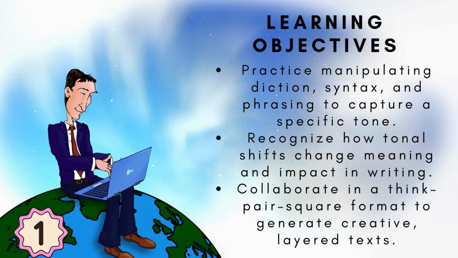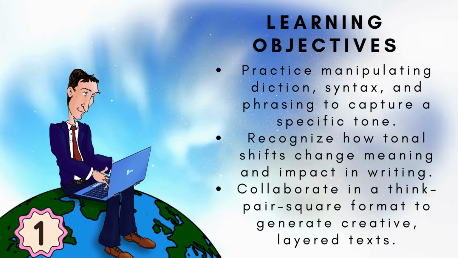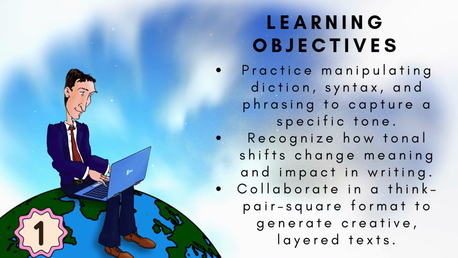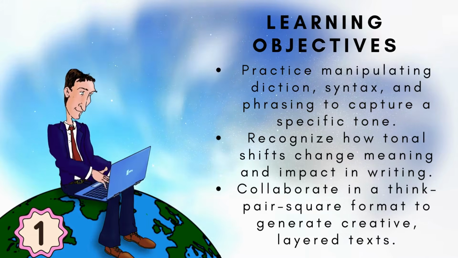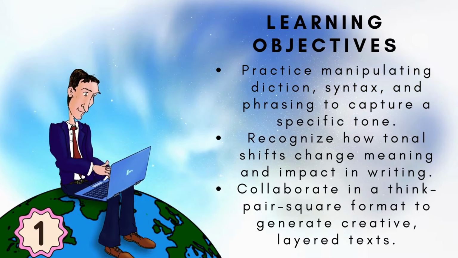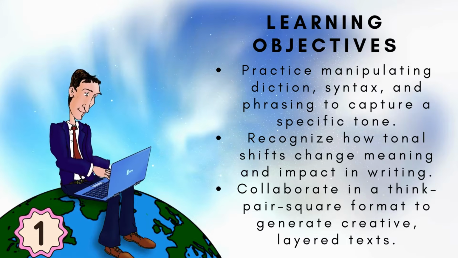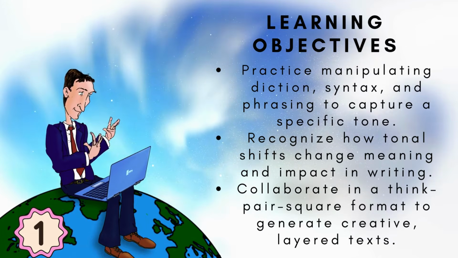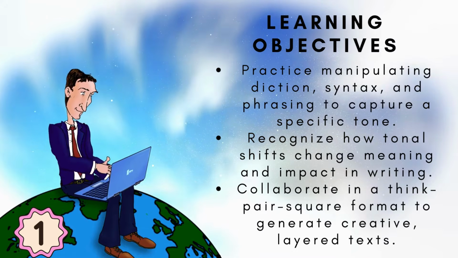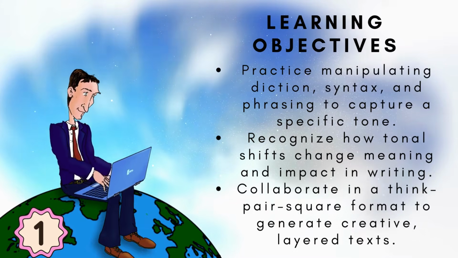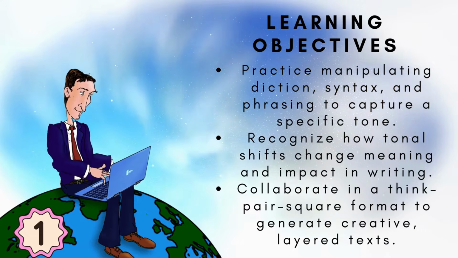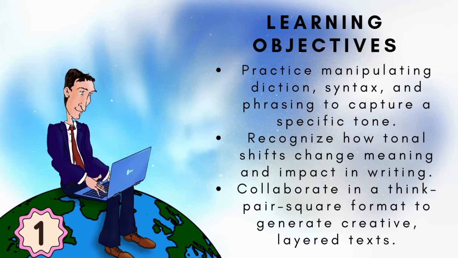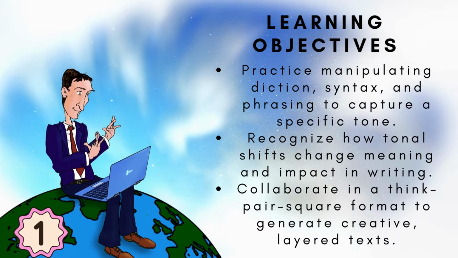So let's say during one of our think pair square exercises, we have the tone word nonchalant. So the breakup letter needs to be written nonchalantly, and then we switch it and we'll plug in a sardonic tone. So the tone shift occurs at that level. It's totally based on the word that we pull from the hat. And then we're going to collaborate in a think pair square. I'll walk you through what I mean by that in just a second, to generate creative layered text.